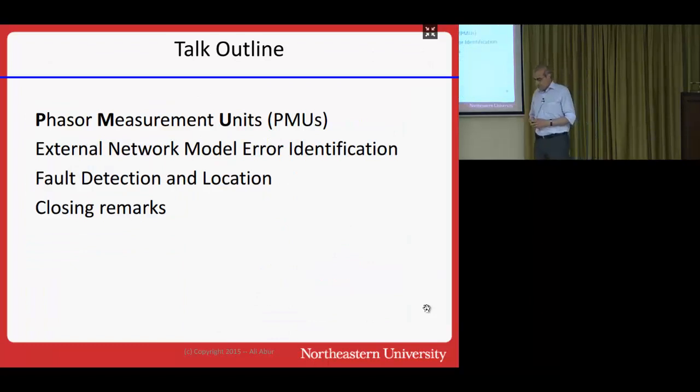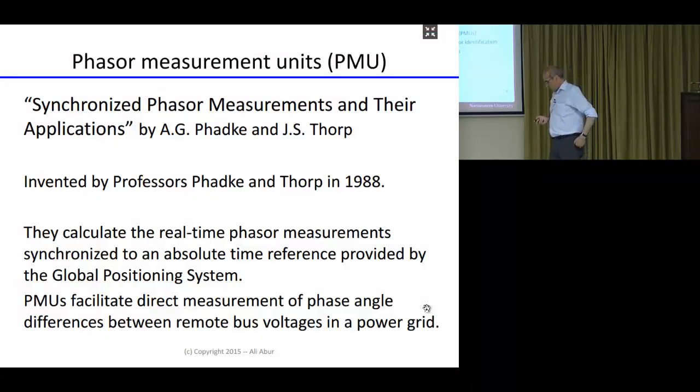So the outline of the talk today. I'd like to talk a bit about phasor measurement units. This might be a bit of repetition from yesterday in case some of you were not here, so I'd like to go over that. But after that, I'd like to talk about two problems. One is the external network model error identification, and the other one is the fault location or fault detection. These are classical problems in power systems. And it turns out that these two problems fit into the same sort of formulation, for which we can use the same type of solution. And then we'll have some closing remarks.